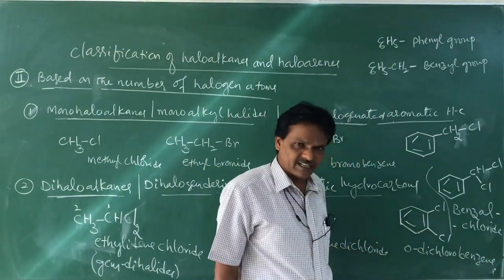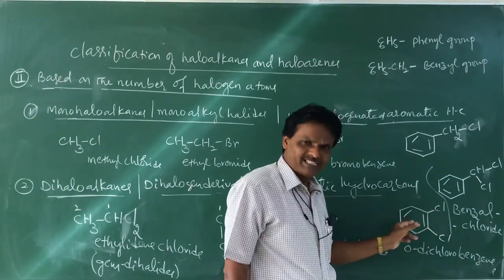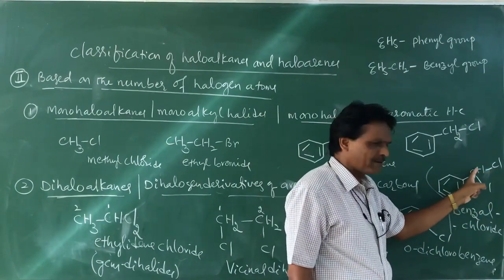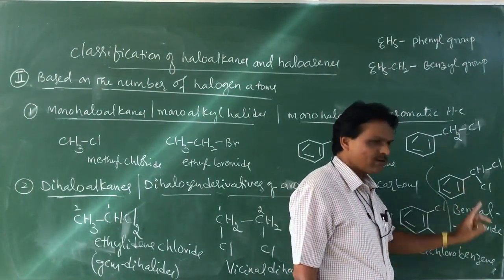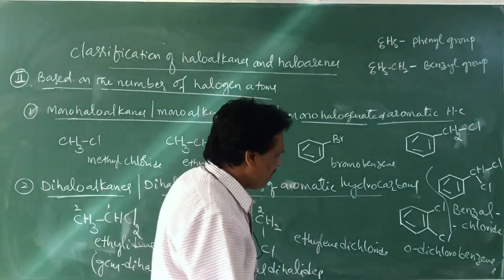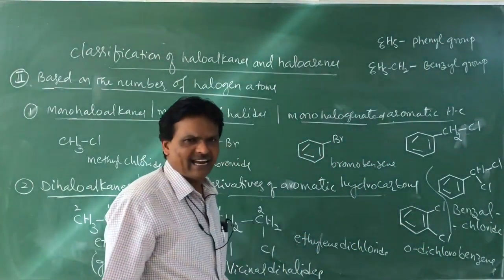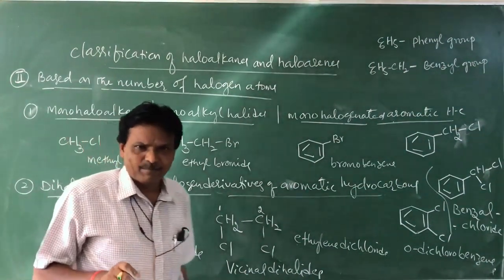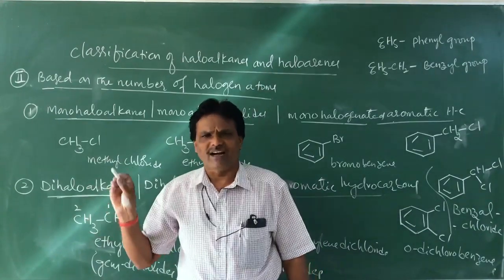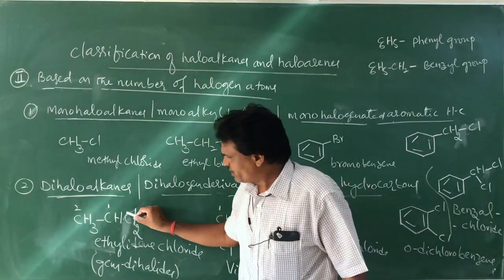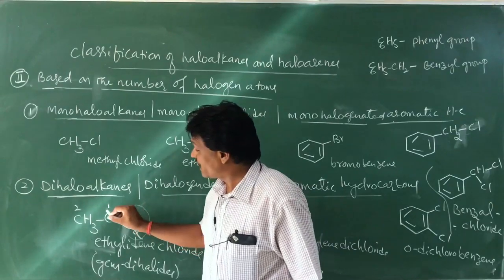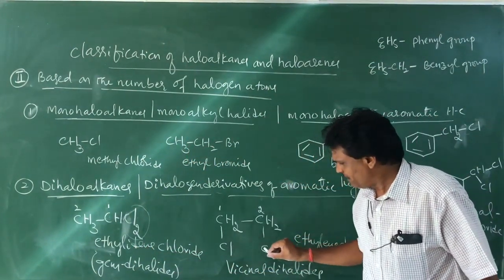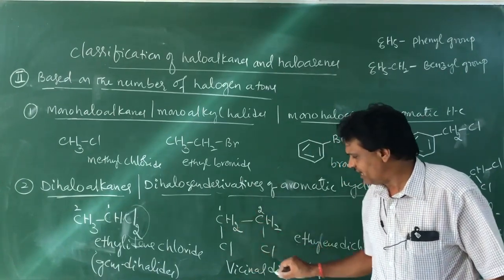This is ortho-dichlorobenzene, a nuclear substituted dihalogen derivative of benzene. This is a geminal dihalide because two halogen atoms are attached to the same carbon, which is present in the side chain. Benzyl chloride is an example for geminal dihalide. Ortho-dichlorobenzene is an example for vicinal dihalides. So what are dihaloalkanes? They are the halogen derivatives of alkanes obtained by the replacement of two hydrogen atoms of alkanes by two halogen atoms. If two same kind of halogen atoms are attached to the same carbon, such dihaloalkanes are called geminal dihalides. If they are attached to adjacent carbon atoms, they are called vicinal dihalides.